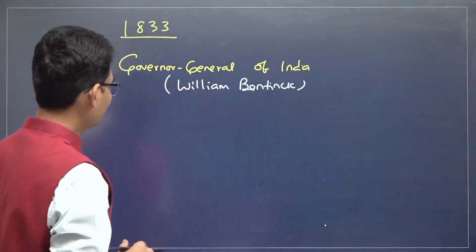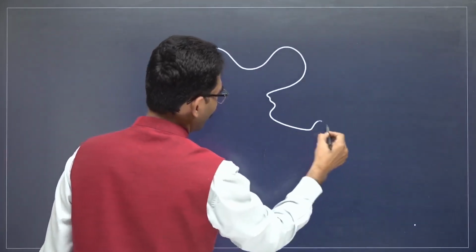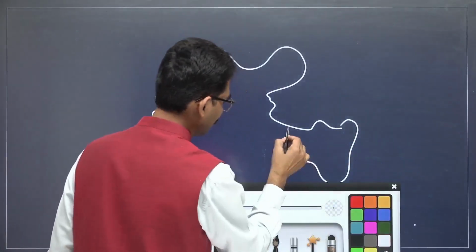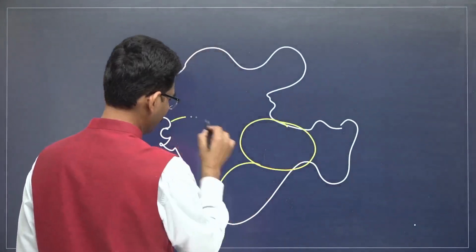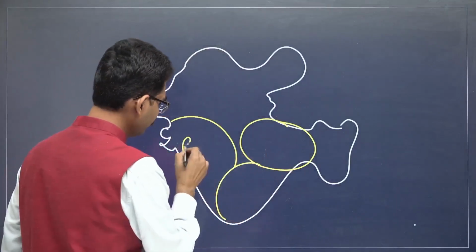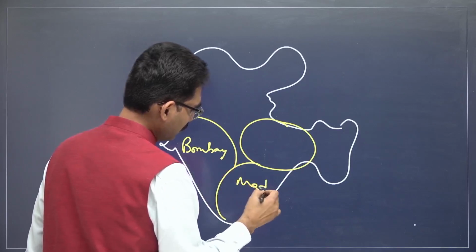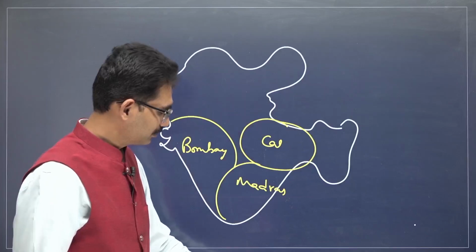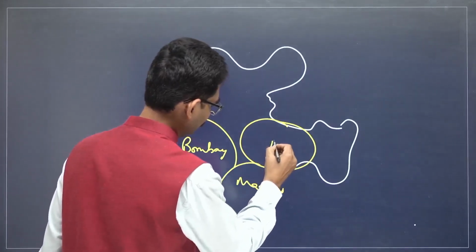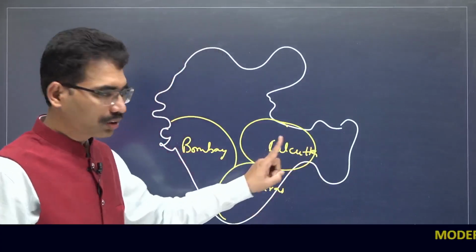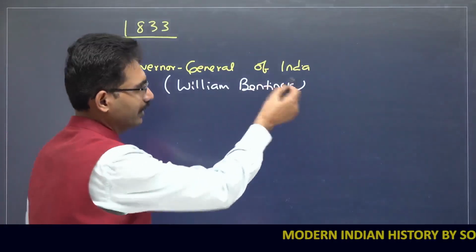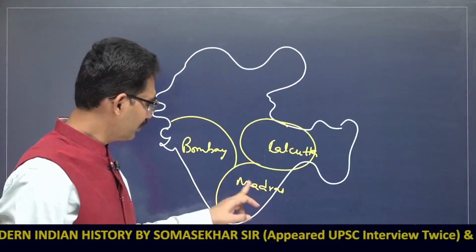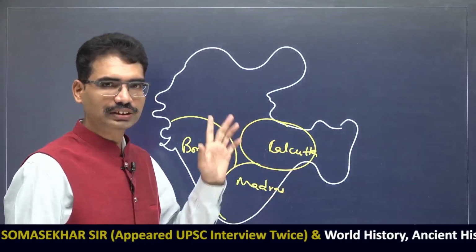Now, the moment the first Governor General of India comes, it means Madras, Bombay, and Calcutta, Bengal. Consider the Bengal Presidency. All are going to come under the Governor General of India. The provincial powers were removed. Now the Madras Governor and Bombay Governor clearly should work under the Governor General of India.